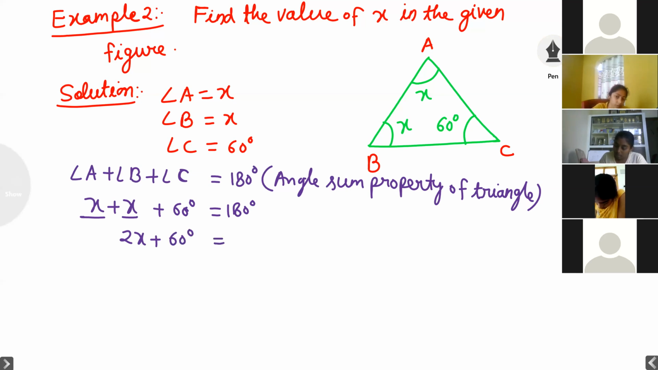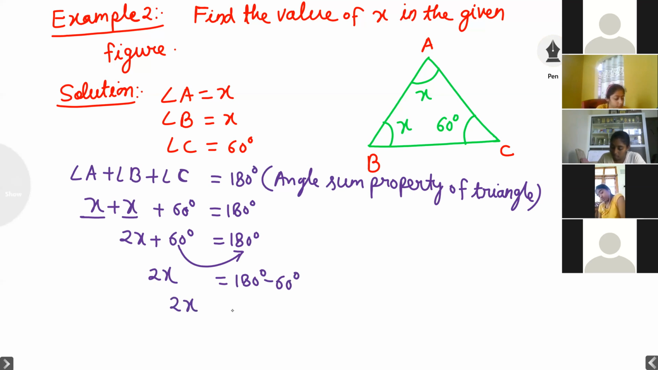180 degrees. Again 60 degrees is saying, I don't want to be on this side. I want to go to the right side. Why? My friend is there on the right side. Plus quantity becomes minus. 2x is equal to 180 degrees minus 60 degrees. 2x is equal to 120 degrees.